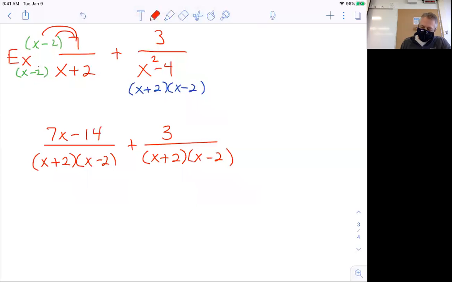So now that I have a common denominator, I just add across the top. So when we do that, we get 7x minus 11 over x plus 2 times x minus 2.